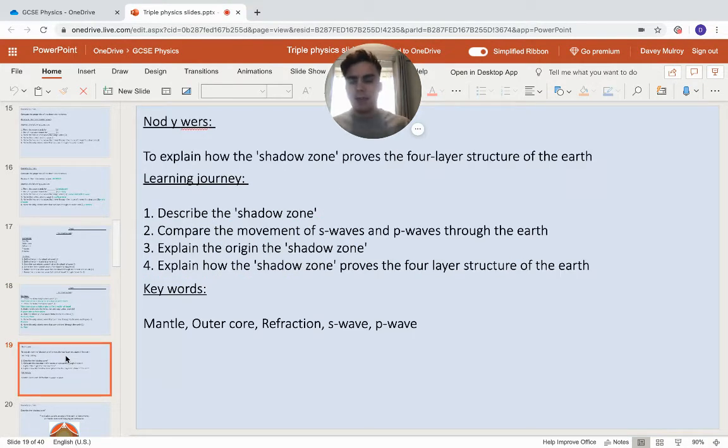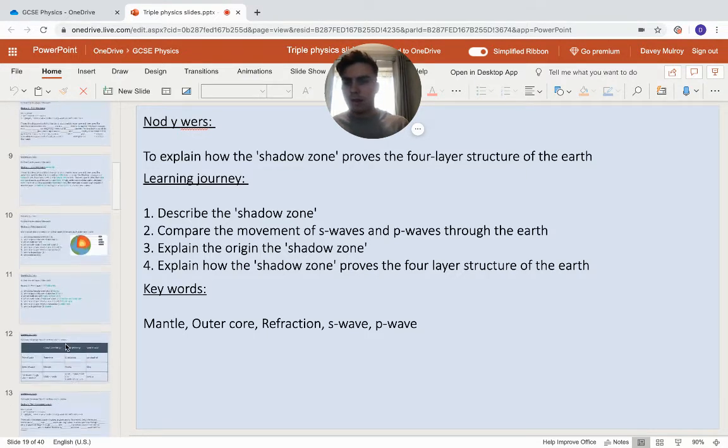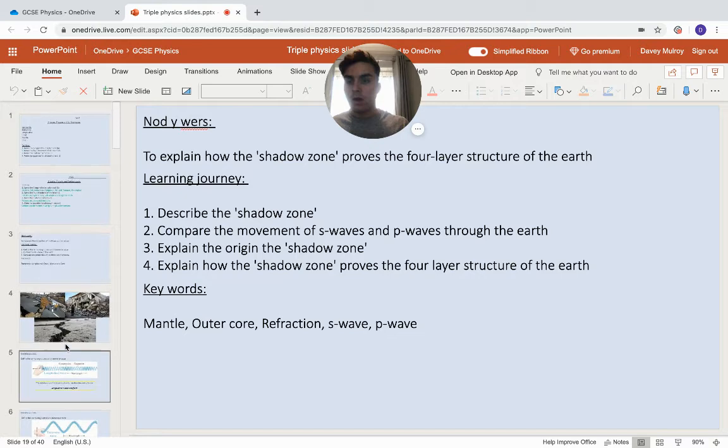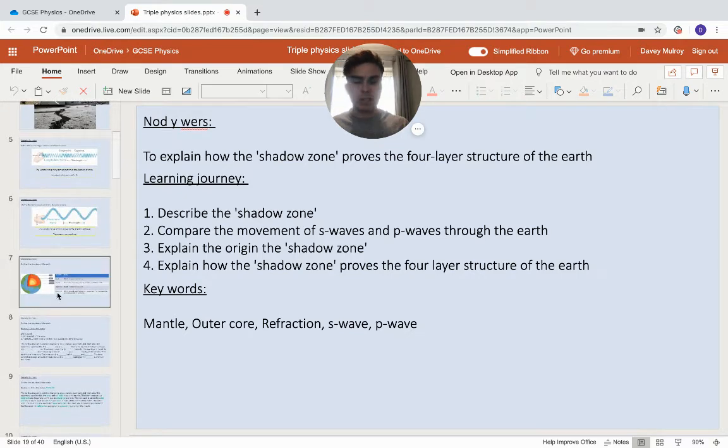Our objective today is to explain how the shadow zone proves the 4-layer structure of the Earth. And we're going to have a 4-step learning journey for this. We're going to describe the shadow zone. We're going to compare the movement of S waves and P waves through the Earth. We'll explain the origin of the shadow zone, and we're going to explain how the shadow zone proves the 4-layer structure of the Earth.